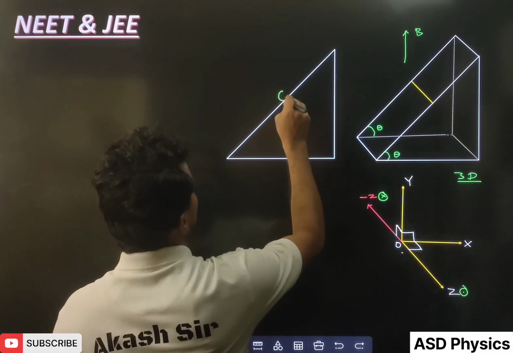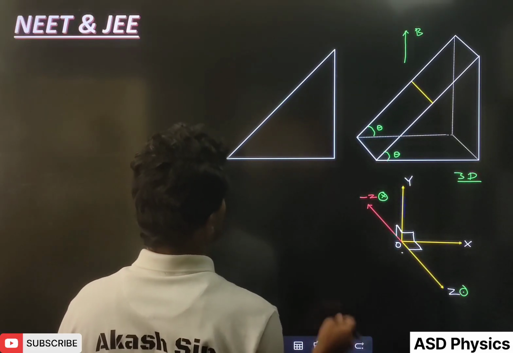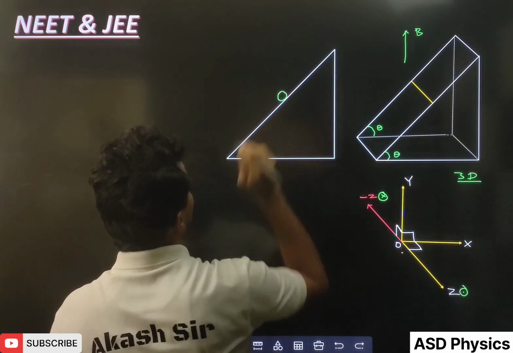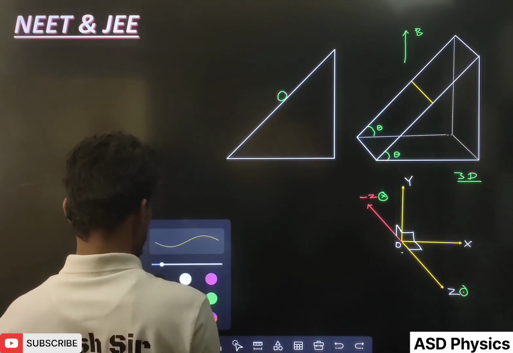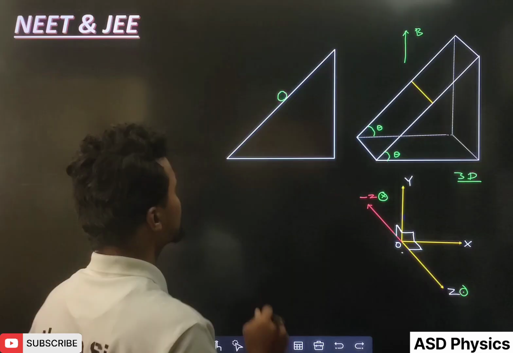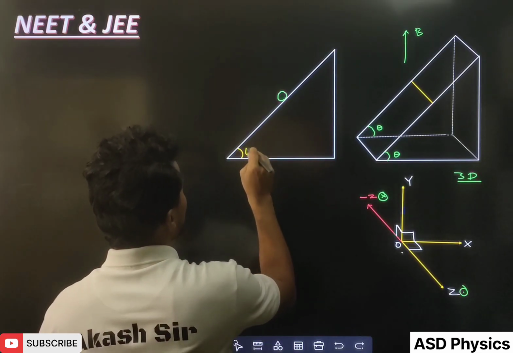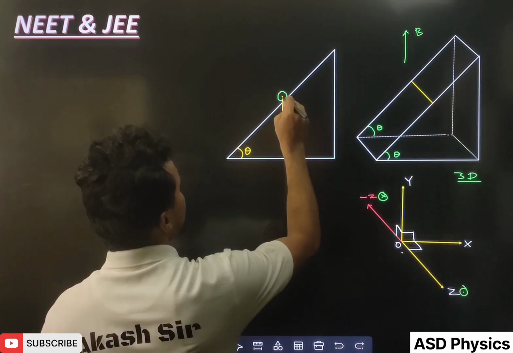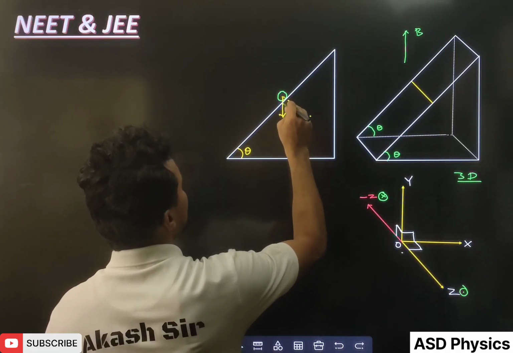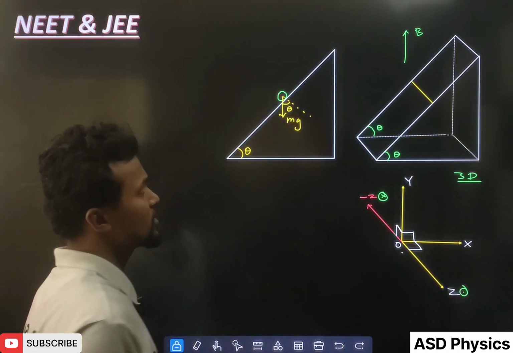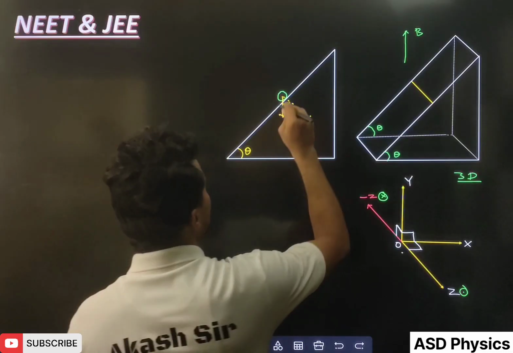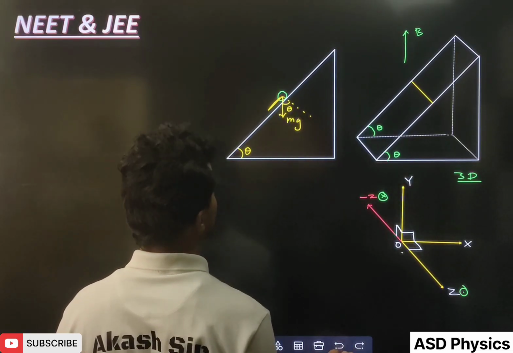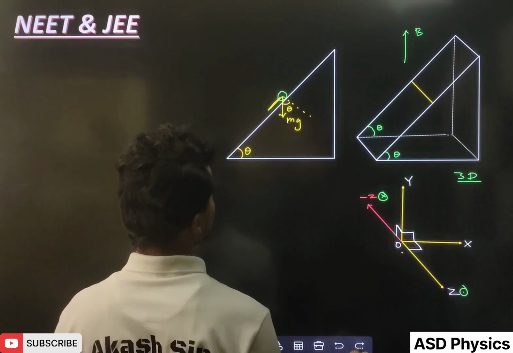This is the wire here. I'll just draw it. Remember that in this wire, what forces will act here? If this angle is theta, you know very well that mg will act downward. And you know very well from Newton's law of motion also, if this angle is theta, then one component will be along this side, and that component is responsible for making the wire slide down.